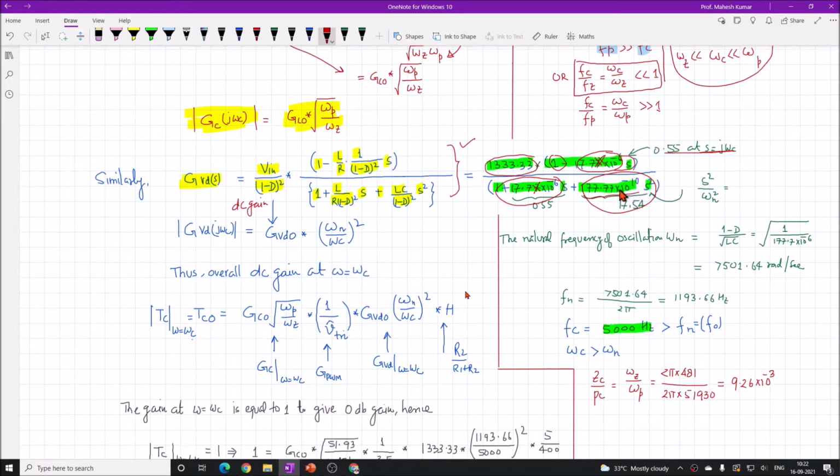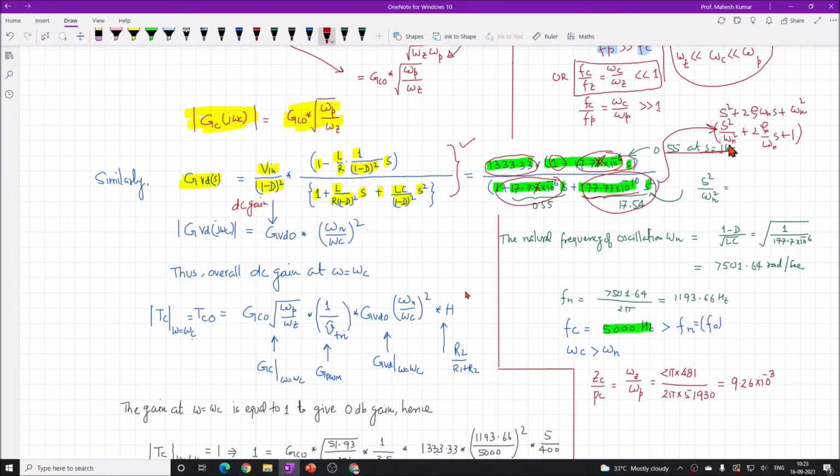Actually, this is 1 by omega n square, because this is the second order characteristic equation. So you can express it like s square plus 2 zeta omega n s plus omega n square, or you can express it as s square by omega n square plus 2 zeta by omega n s plus 1. So we have this form of expression, the denominator of this form of expression.